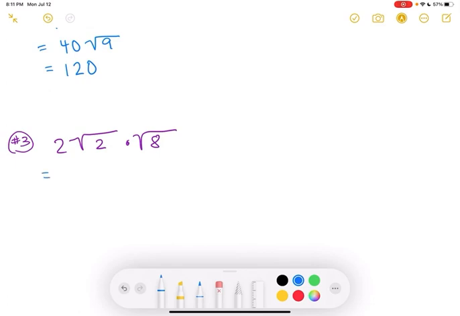So I'm going to have my 2 times the square root of, inside of here, 2 times 8. Now I have 2 times the square root of 16. Can I reduce that? Yes, because the square root of 16 gives me 4. So really I'd have 2 times 4, which equals 8.